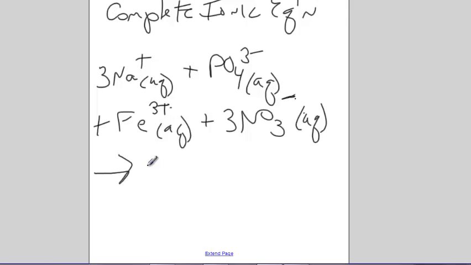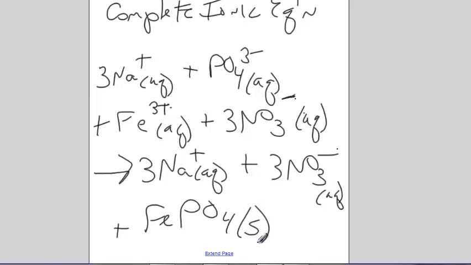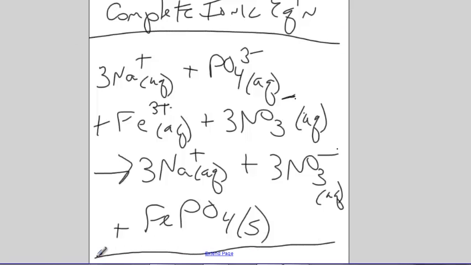At the end of this reaction, I still have 3 Na+ that are floating about in the beaker. And I have 3 NO3- that are floating about in the beaker. And I have my solid FePO4 that's sitting at the bottom of the beaker as a solid. It really is connected. It is not broken up into ions. So this is a much more accurate reflection of what's really in the beaker. Ions and the solid sitting at the bottom. That is a complete ionic equation.